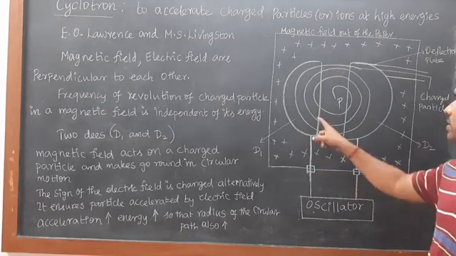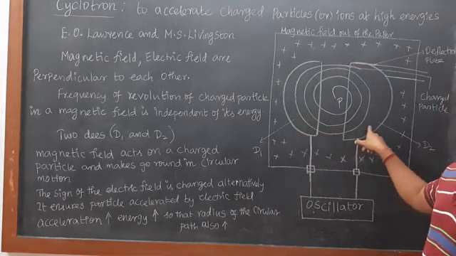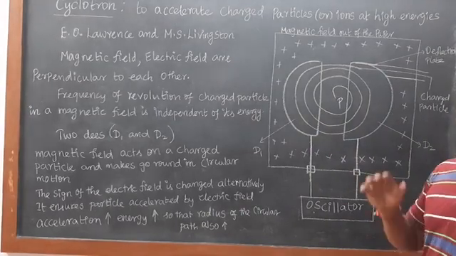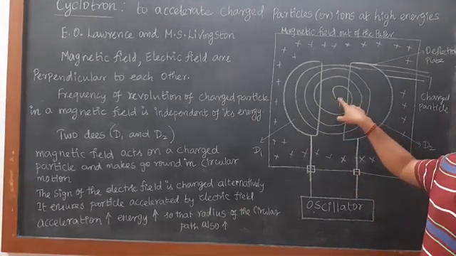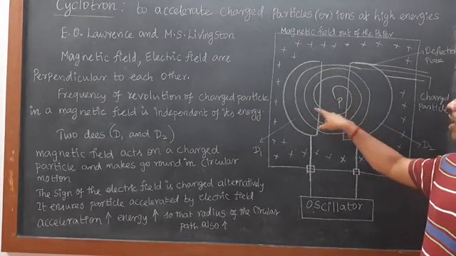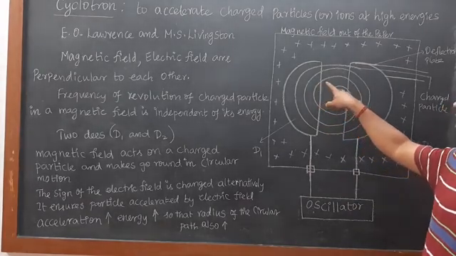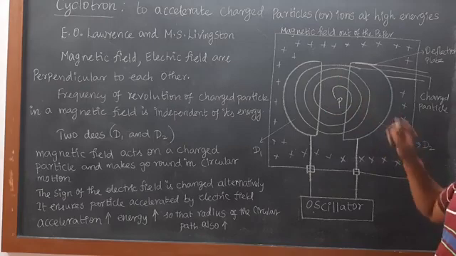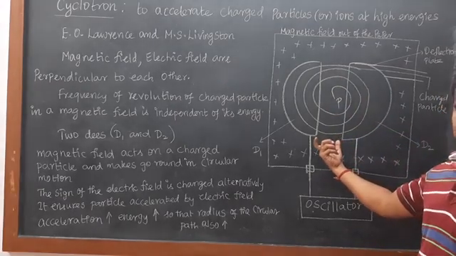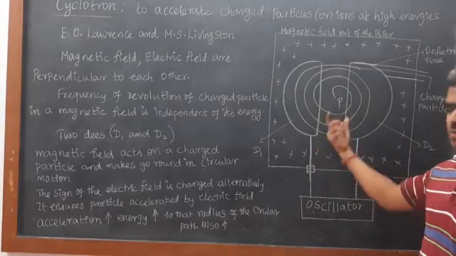At that time, this is D1 and this is D2. D1 will be at higher potential and D2 at lower potential. Assume this is a proton. The protons move here, at D1 the potential is high, and they move to low potential. And in between, of course, we have a small gap between the two D's.